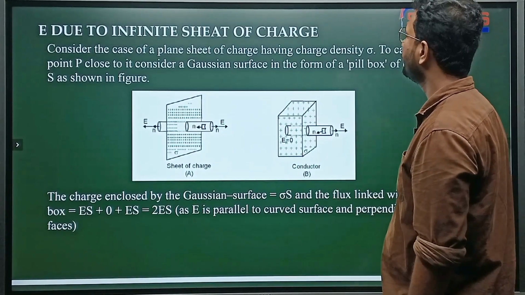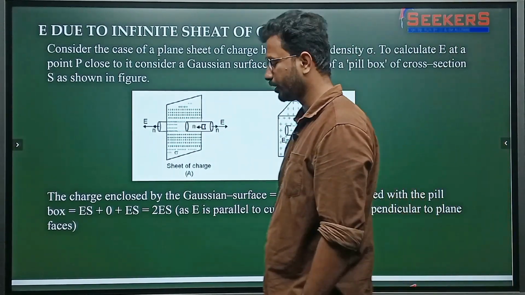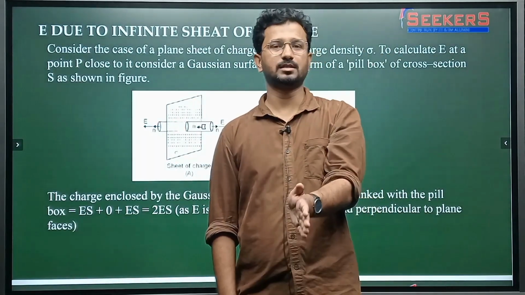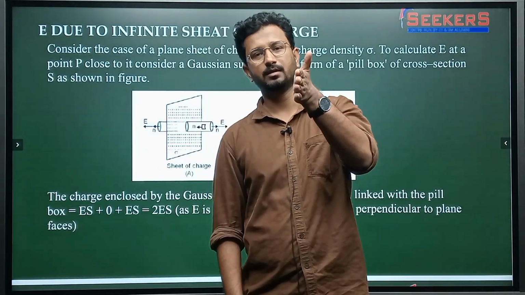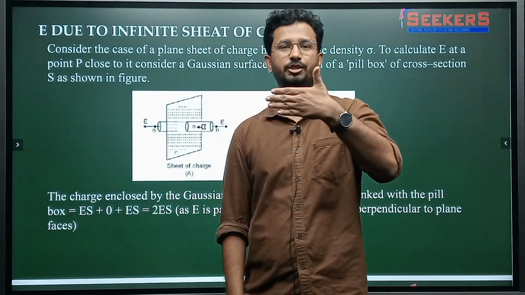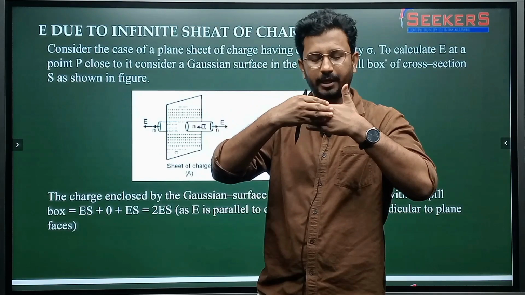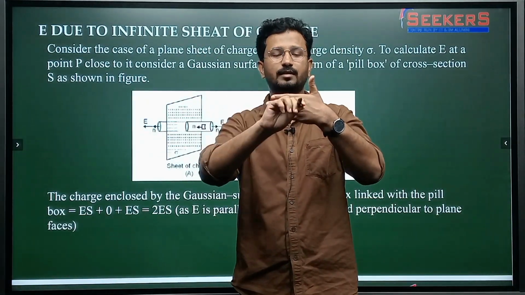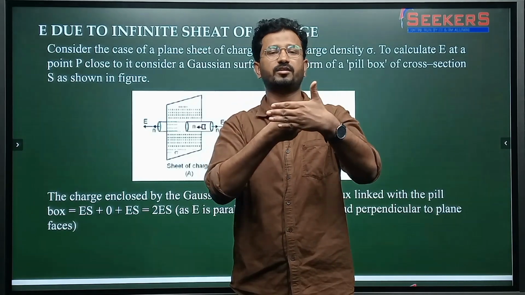electric field due to an infinite sheet of charge. Okay, so we have an infinite sheet of charge. It's like a whole sheet is made up of charges. If my hand is the sheet, you can see the charges from here also, and the charges from here also. So it will create an electric field in this direction also, and in this direction.